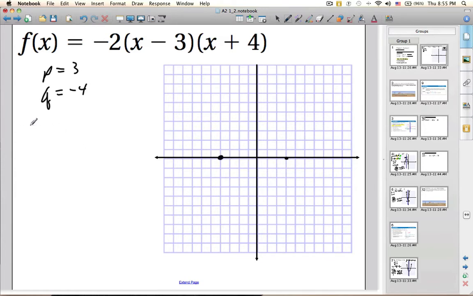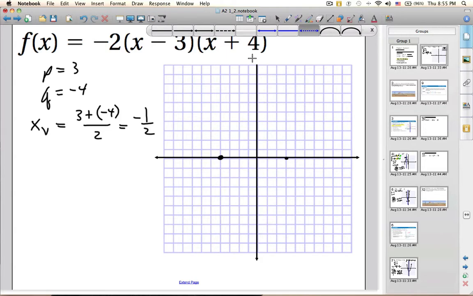I want to find the x-coordinate of my vertex. It's going to be (3 plus negative 4) divided by 2. That's going to be negative 1/2. Oh, that'll be fun. So now we get to play with plugging fractions into these types of equations. So I know, though, that my axis of symmetry is going to be here at negative 1/2, right through there.